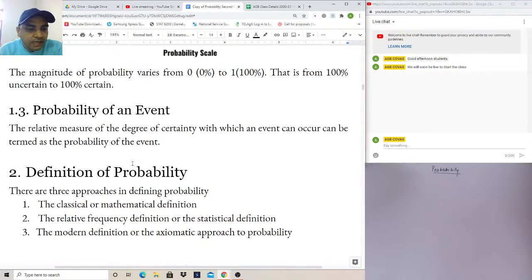Now, probability of an event. The relative measure of the degree of certainty with which an event can occur can be termed as the probability of the event.